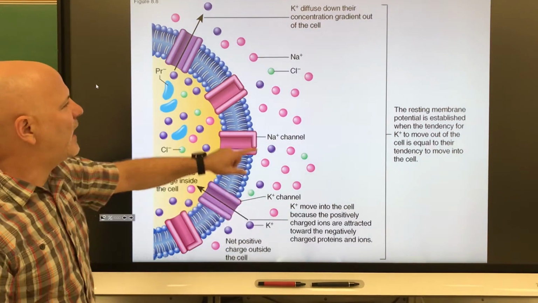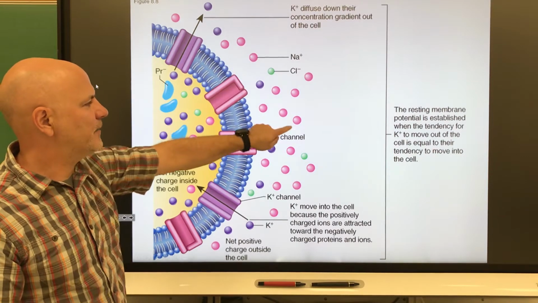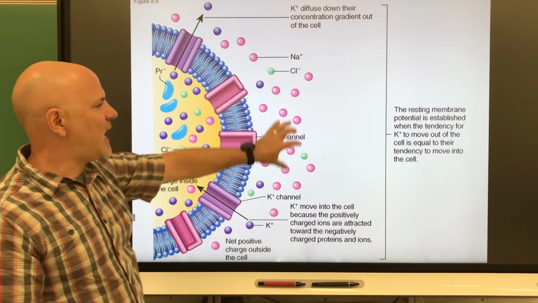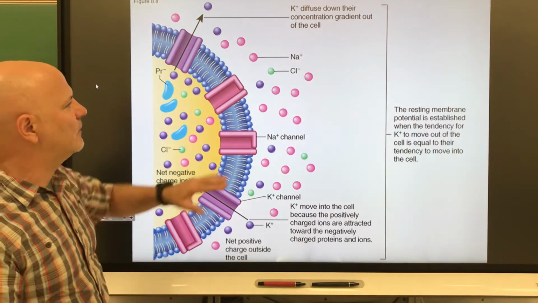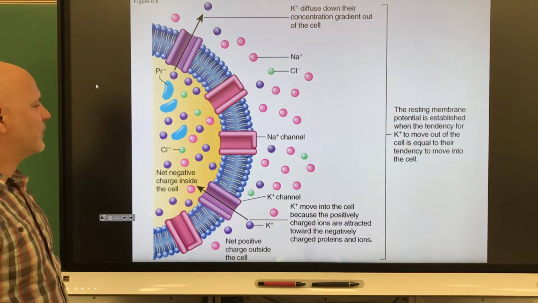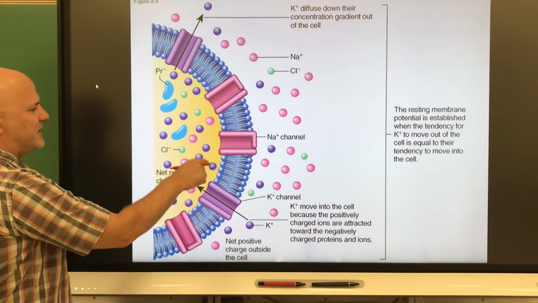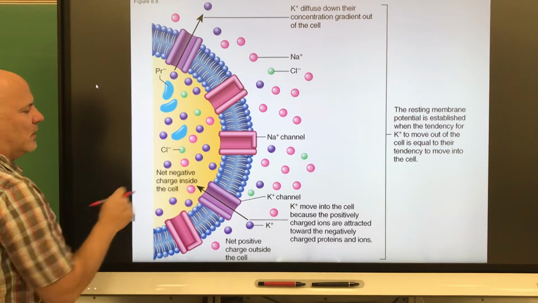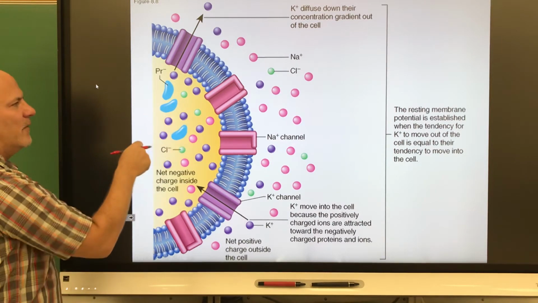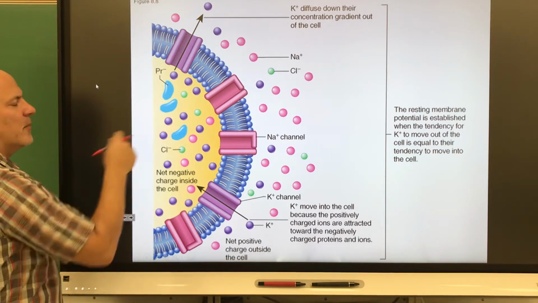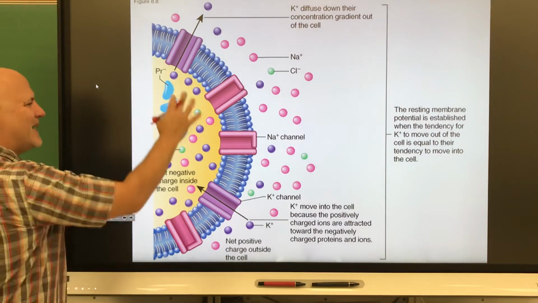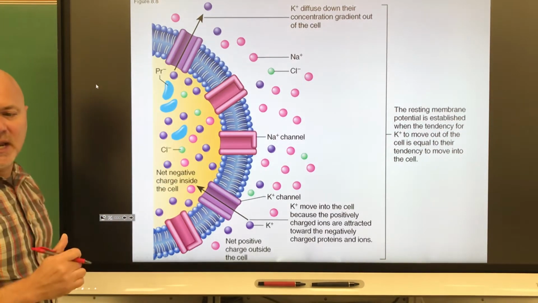Outside the plasma membrane, we find a large number of sodium ions, and very few potassium ions. Because of all these positive charges outside of the cell, the outside of the plasma membrane of a nerve cell is positive. Inside the plasma membrane, we have a lot of potassium ions and very few sodium ions. But we also have inside of a neuron a large number of negatively charged proteins, and so this makes the inside of the plasma membrane negative.